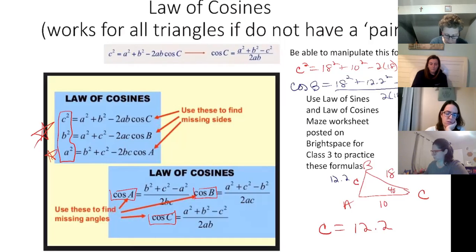So I'm just going to do my fraction. I'm going to just try to do the fraction, and then I will use my second enter key to get it. So this is 18 squared, 12.2 squared, minus 10 squared, all over 2 times 18 times 12.2.